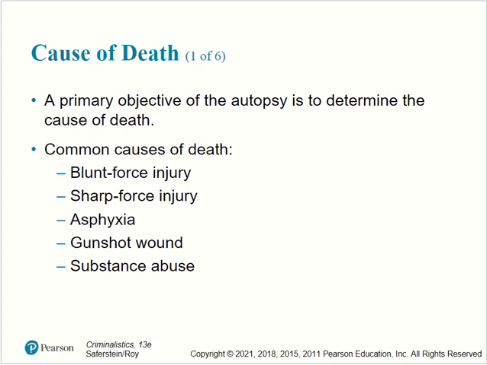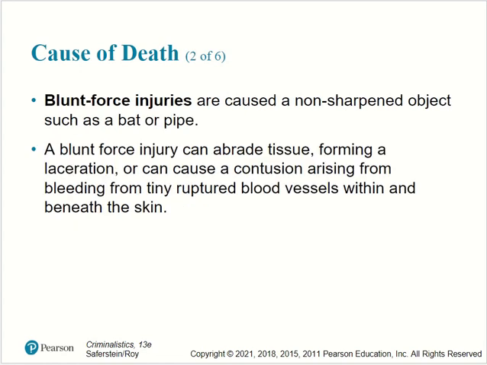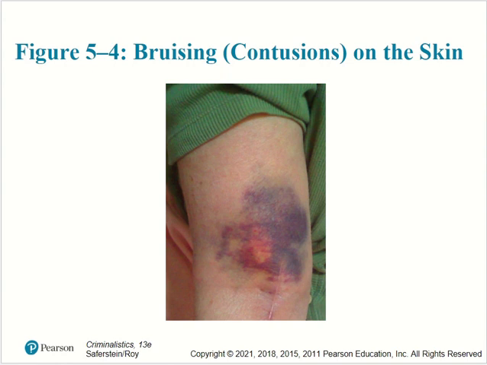Cause of death. A primary objective of the autopsy is to determine the cause of death. Common causes of death include blunt force injury, sharp force injury, asphyxiation, gunshot wounds, and substance abuse. Blunt force injuries are caused from a non-sharpened object, such as a bat or pipe. A blunt force injury can abrade tissue, forming a laceration, or can cause a contusion arising from bleeding from tiny ruptured blood vessels within and beneath the skin. For example, here is a contusion or bruising of the skin from a blunt force injury.